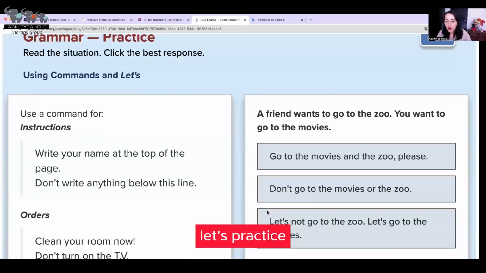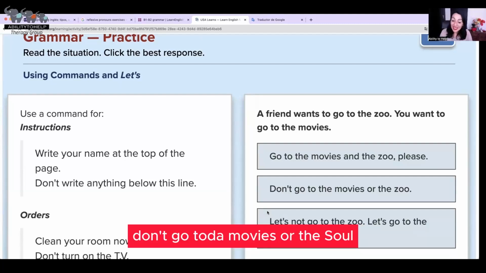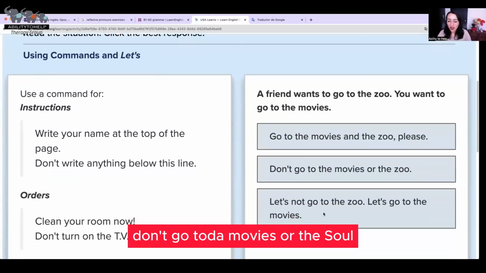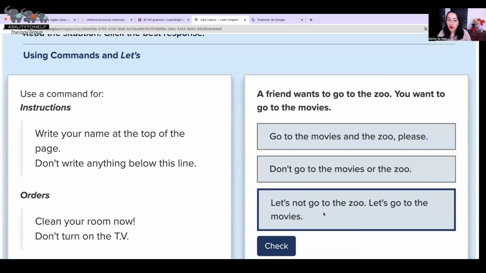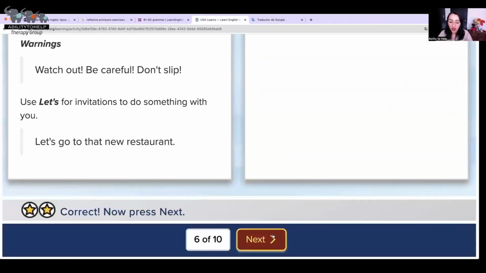A friend wants to go to the zoo. You want to go to the movies. Go to the movies and the zoo, please. Don't go to the movies or the zoo. Let's not go to the zoo. Let's go to the movies. Let's not go. Is this one because you don't want to go to the zoo? You prefer the movies, and it's an invitation. That's why you have to click on let's, because it's an invitation.